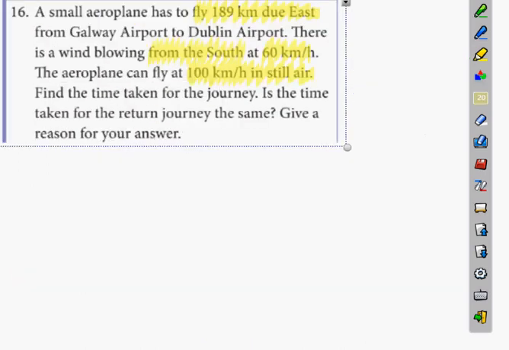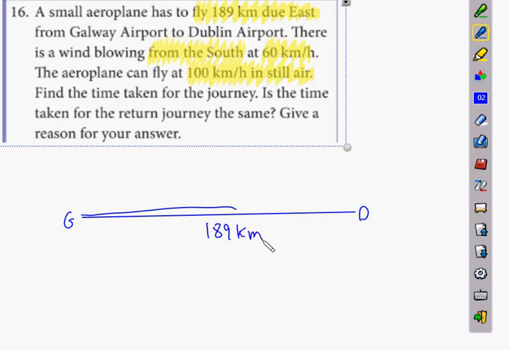Okay, guys. So what we have is a small airplane has to fly 186 kilometers due east from Galway Airport to Dublin Airport. So we have here a straight line going from Galway to Dublin. Due east, 189 kilometers. Okay. Now, there's a wind blowing from the south. Now, what does from the south mean? It's going north. So the velocity of the wind is going to be 60J. Alright, no worries there.